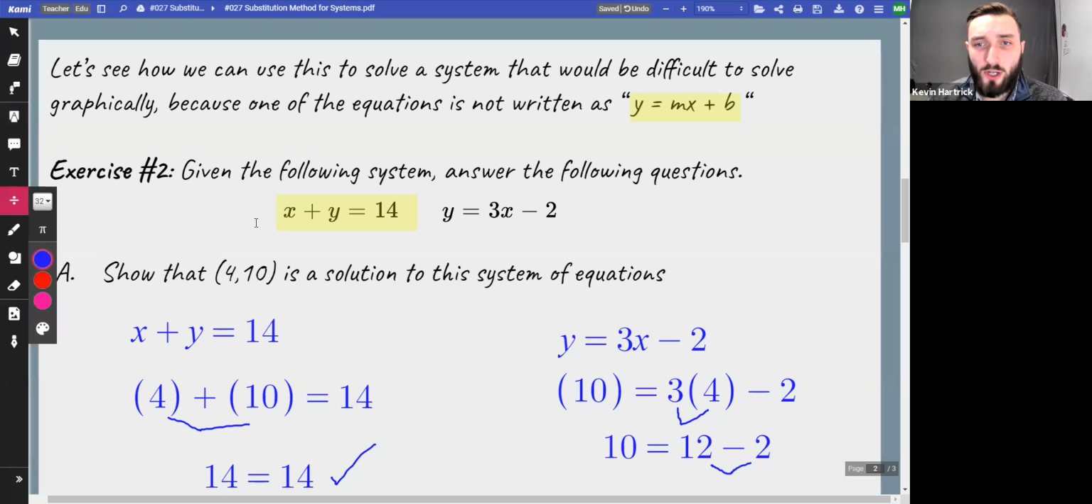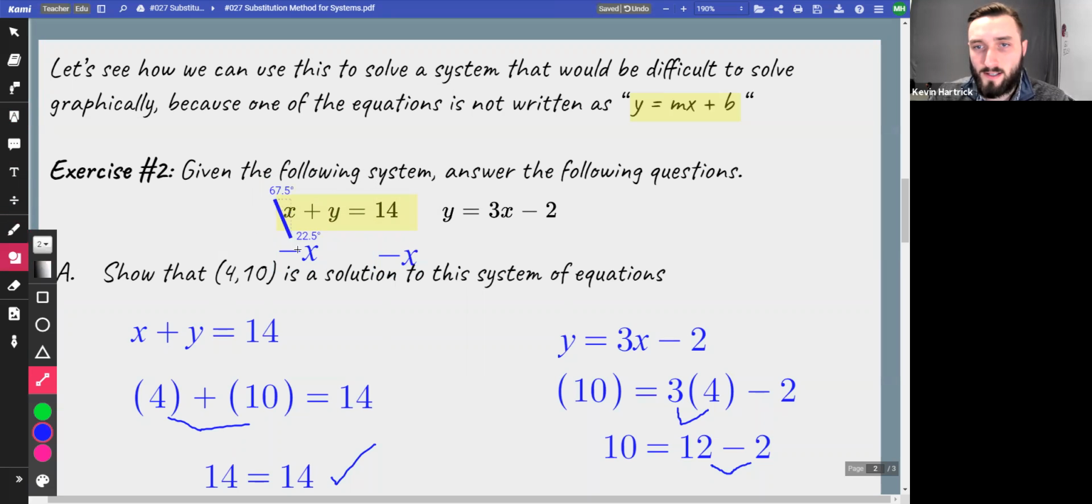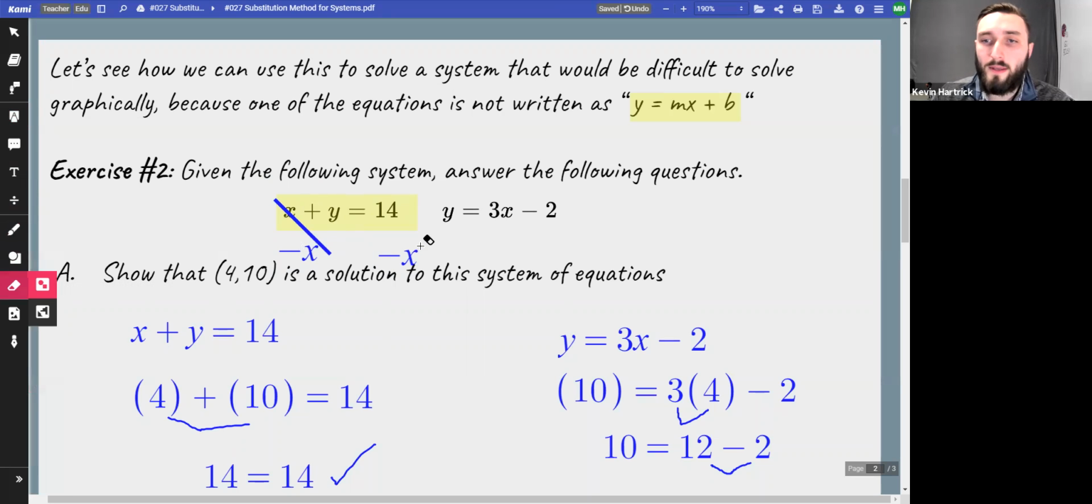If I subtracted x on both sides, these x's would cancel out, right? There wouldn't be anything to subtract the x by on the right side, so the x would just come over to the right side as negative x, and then plus 14. So this actually would be y equals negative x plus 14, and that would be easy to graph. But we're not going to do that.